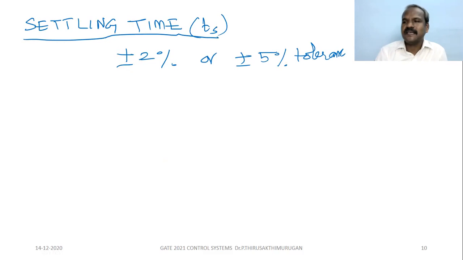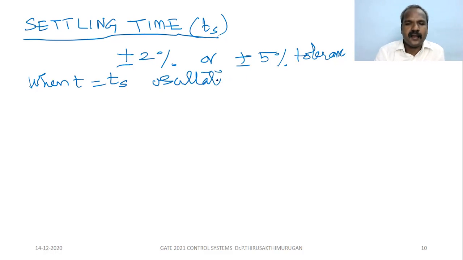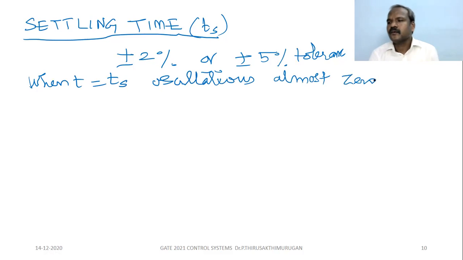So at t equal to Ts, the oscillations are almost nullified, almost zero. Hence, in the response, only the exponential term is considered. That is responsible for the tolerances.